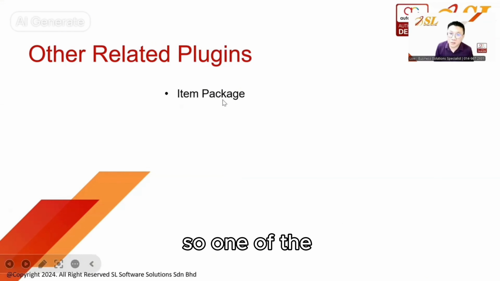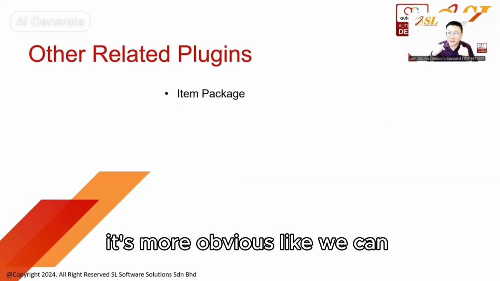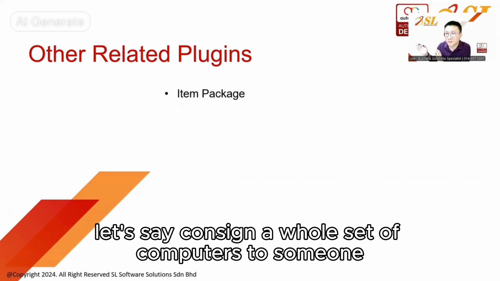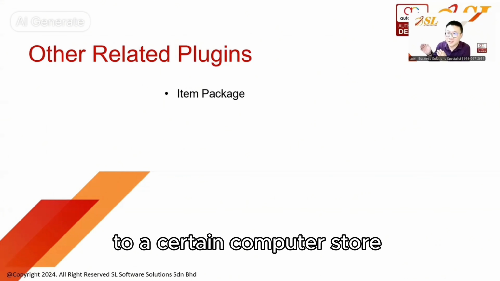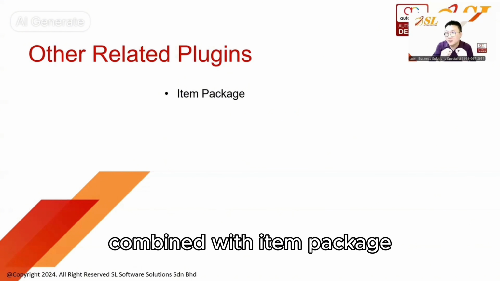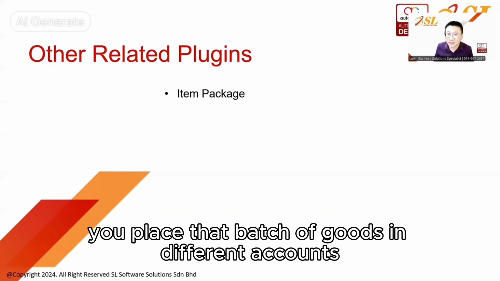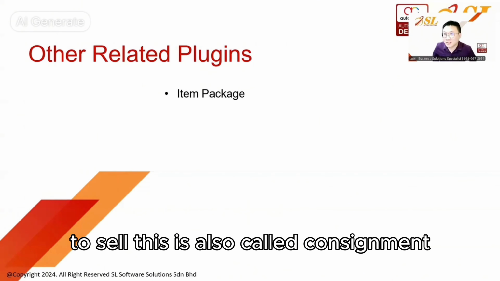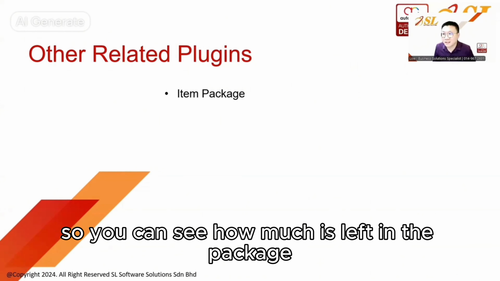One of the modules that will have an impact is the item package. It's more obvious, like we can, let's say, consign a whole set of computers to someone, or consign a whole batch of laptops to a certain computer store. In this situation, it's using two modules together. Consignment can be combined with item package like a hamper. If you have a batch of goods for the new year for 2 months, 3 months, you place that batch of goods in different accounts to sell. This is also called consignment. Adding those item package functions, you can see how much is left in the package.